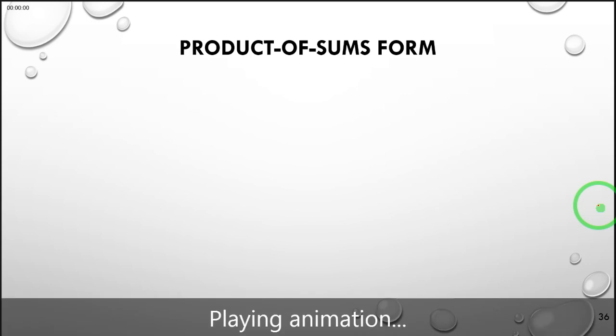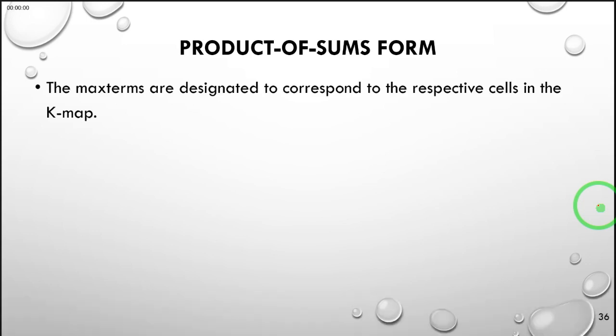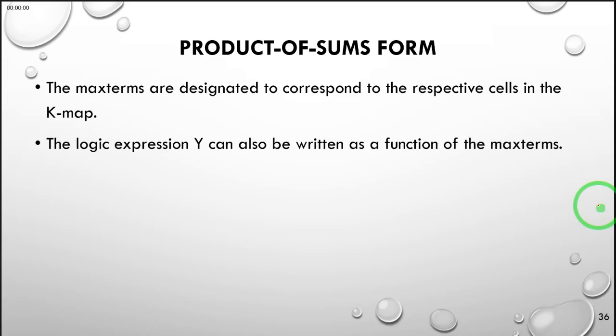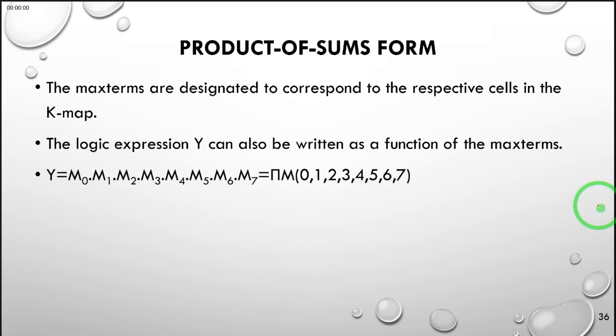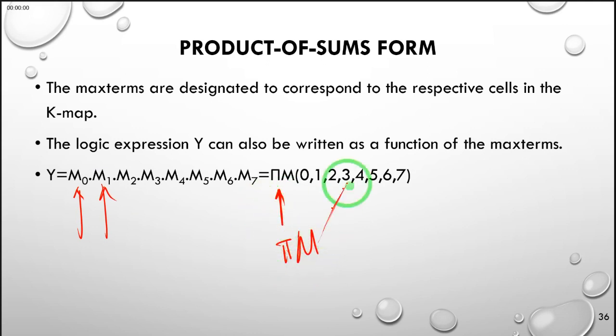Again, the max terms are designated to correspond to the respective cells in the K-map, and the logic expression y can be written as a function of max terms. Therefore we can say that y is now not a sum of products, but rather a product of sums. This is a sum, this is a sum, and all of them are multiplied, and therefore they are expressed as a product of sums. We normally use pi, capital M, to represent this product of sums, and we identify the sums in that expression inside the brackets.